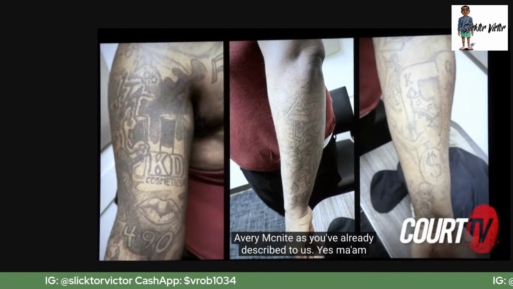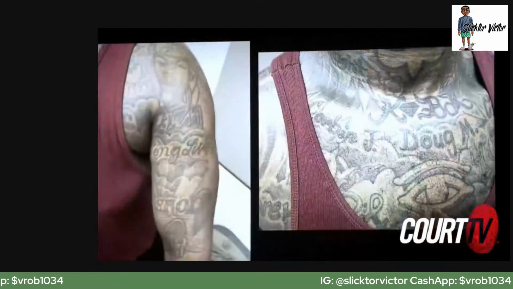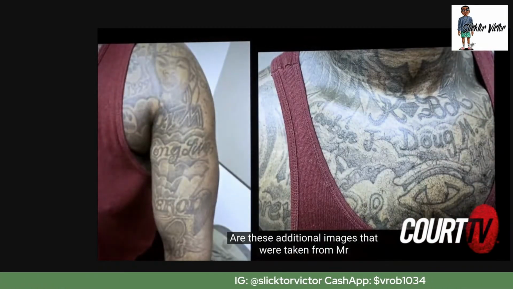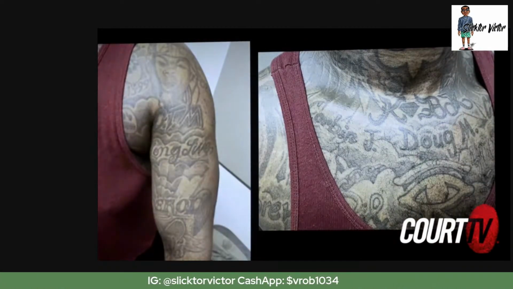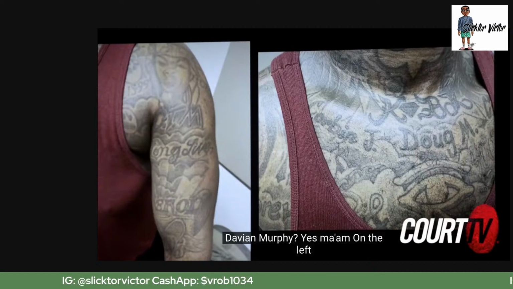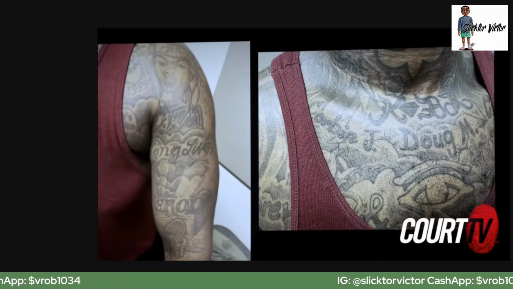Are these additional images that were taken from Mr. Davian Murphy? Yes, ma'am. On the left shoulder and arm or bicep of Mr. Davian Murphy, was there another tattoo? Yes, ma'am. There's a tattoo which says Joe Rod.